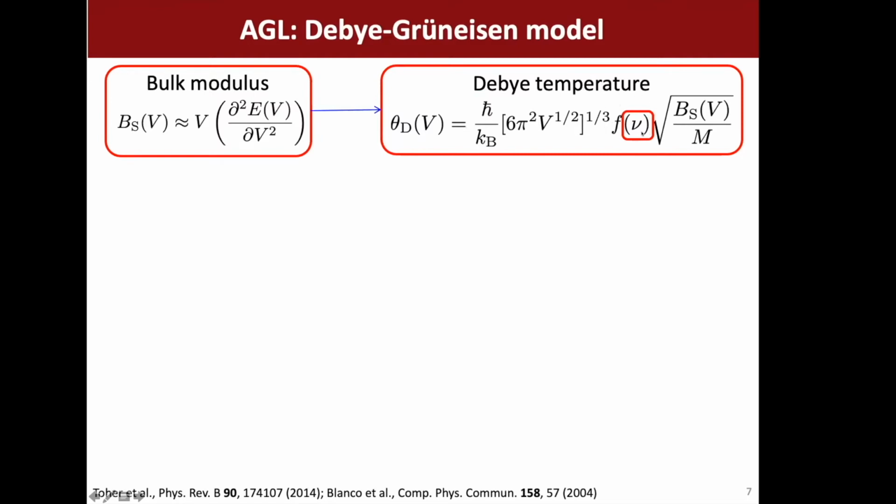So one of the things we can do with the AEL and AGL, because they're now a combined workflow within AFLOW, and this is one of the advantages of having these integrated frameworks, is that you can set up a workflow that will automatically calculate the Poisson ratio from AEL and use that value inside AGL, inside this Debye-Grüneisen model.